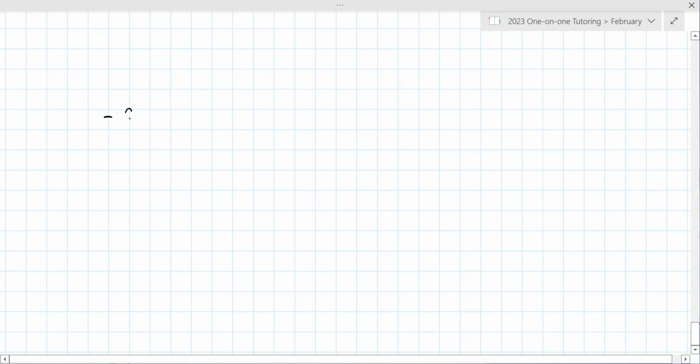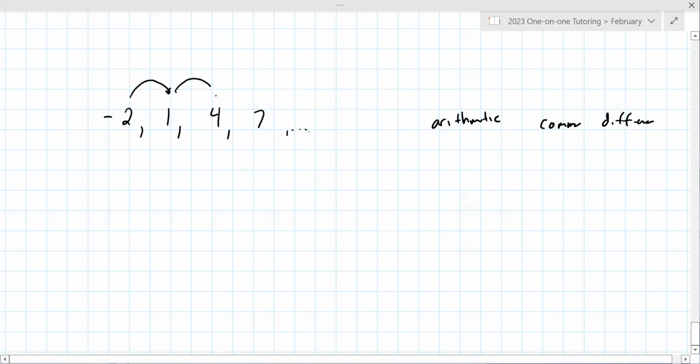So let me just make one up here. Let's say it's -2, 1, 4, 7. Does this look like something you might have seen? Yeah. Okay. So there's what's called an arithmetic sequence, and it just means it has a common difference. But it's easier to think of this like, does it go up or down by the same amount? That's my question to you. Does this go up or down by the same amount?